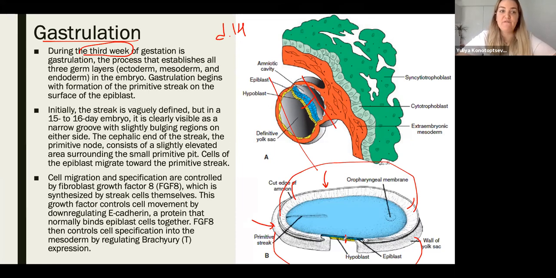Gastrulation begins with the formation of a structure which is called the primitive streak. So this is the beginning of gastrulation. You can't start gastrulation until this structure is formed. Could you tell me on which layer the primitive streak is formed? On epiblast or on hypoblast? Epiblast. On the surface of the epiblast. On which floor of which cavity is it formed? At the floor of the amniotic or at the floor of the yolk sac? Amniotic, of course. Amniotic is the top, yolk sac is the bottom. The primitive streak is formed at the floor of the amniotic cavity on the surface of the epiblast.